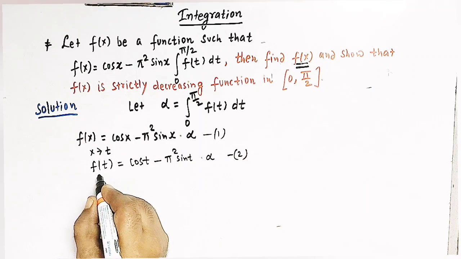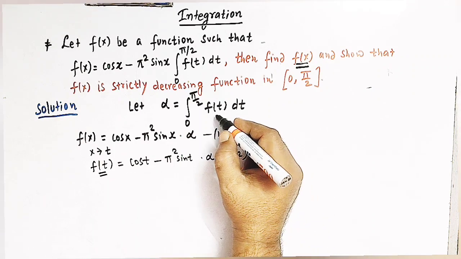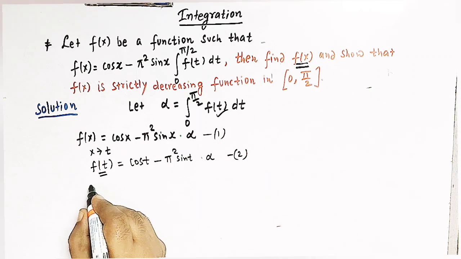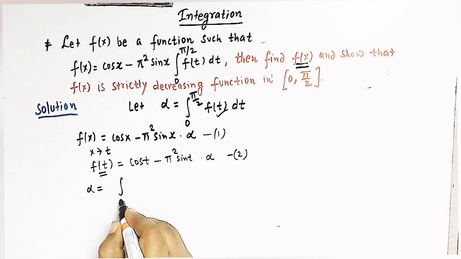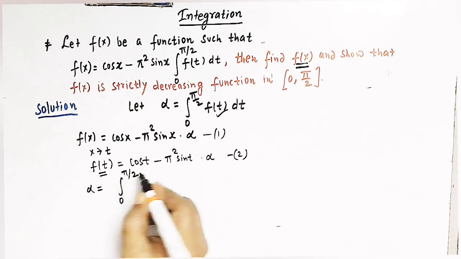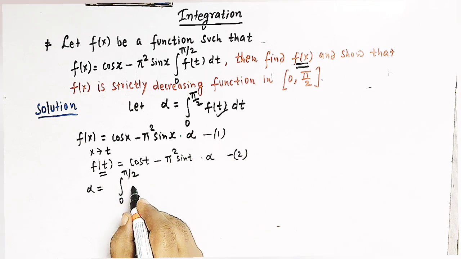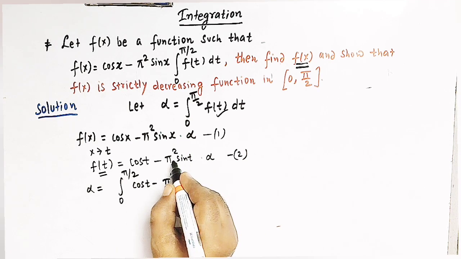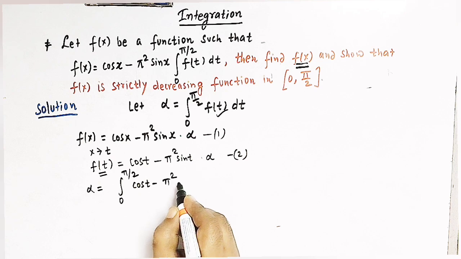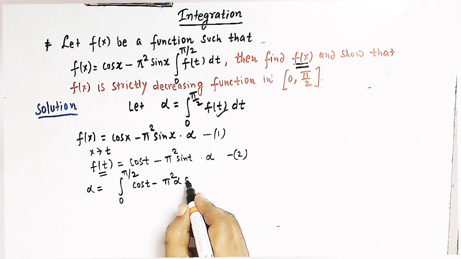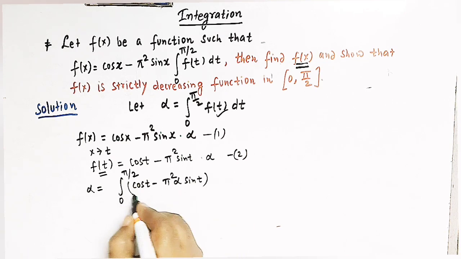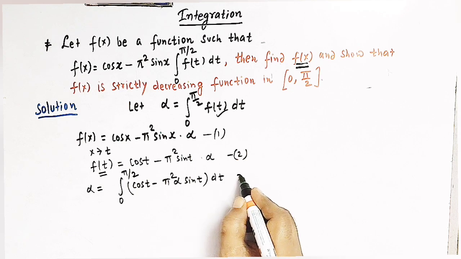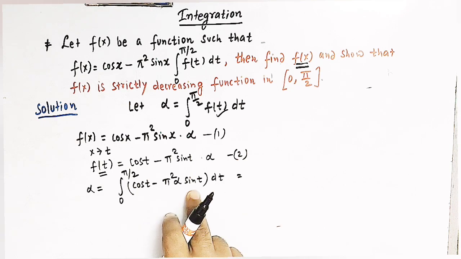Now let us substitute this value of f of t in this equation. So we can now write alpha is equal to the integral from 0 to pi by 2, and for f of t we can now write cosine t minus pi square alpha sine t. So here we have alpha, and then we have sine t, and here we have dt. So now we have to evaluate this integral.